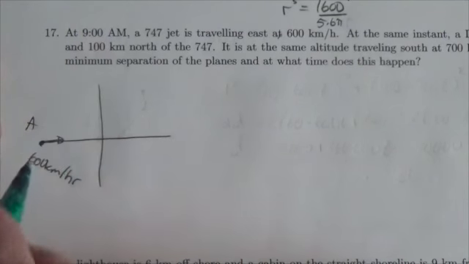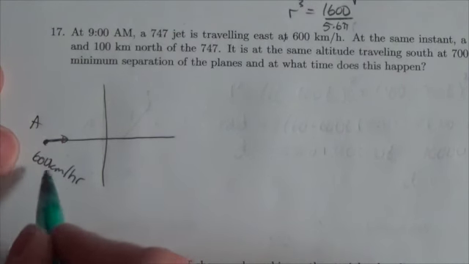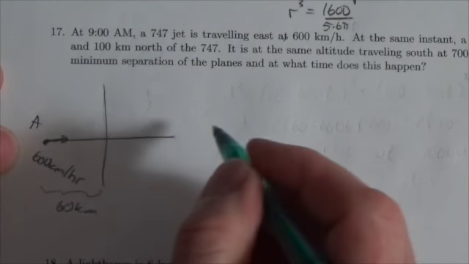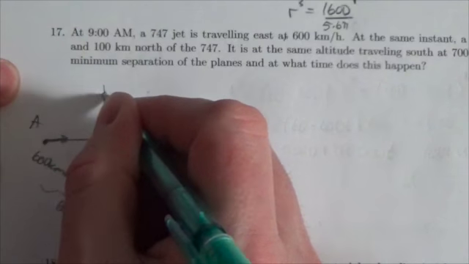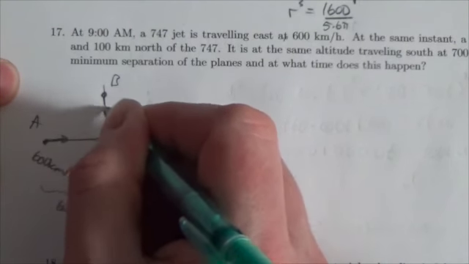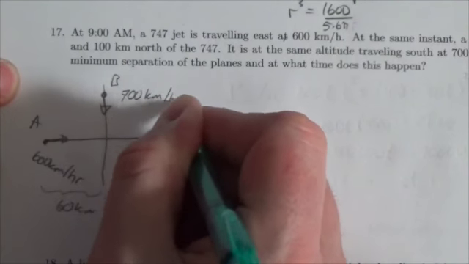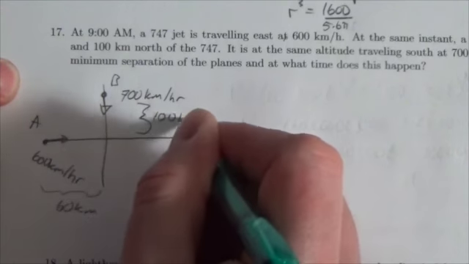Okay, and then there's another jet. This is where you gotta get your head wrapped around this. It's 60 kilometers away. So this distance right here is going to be 60 kilometers. But this other one is also 100 kilometers north. So we're going to put this one up here. This is jet B, and it's coming down at 700 kilometers per hour. Okay, and it's 100 kilometers up.